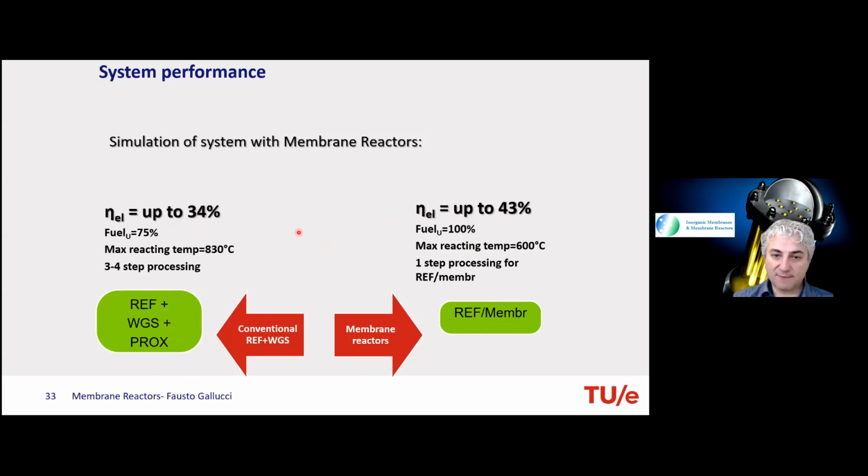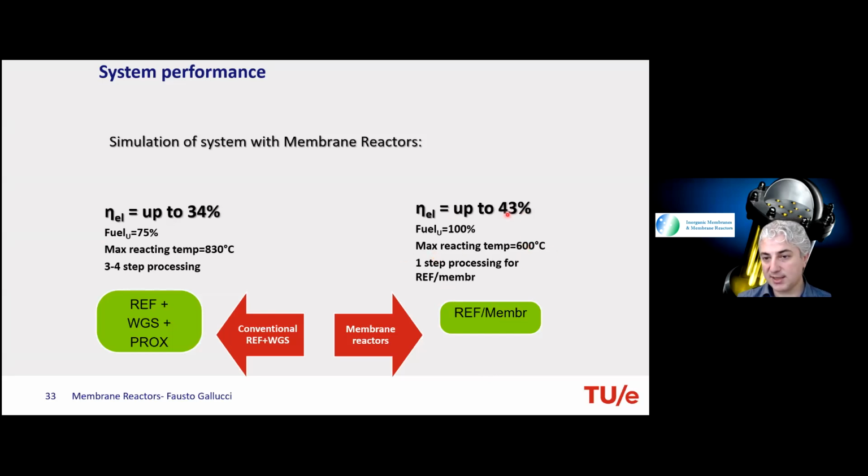But the efficiency gain is not coming from the fact that you have a single reactor instead of 3 or 4. All the efficiency comes from the fact that, since you use a membrane and you shift the equilibrium, you can get the same conversion at lower temperature, which means that you have to heat up the system at lower temperature. So you burn less fuel to reach this temperature.